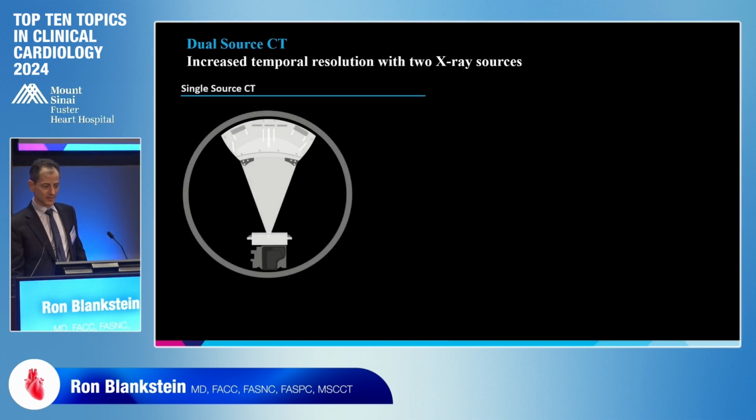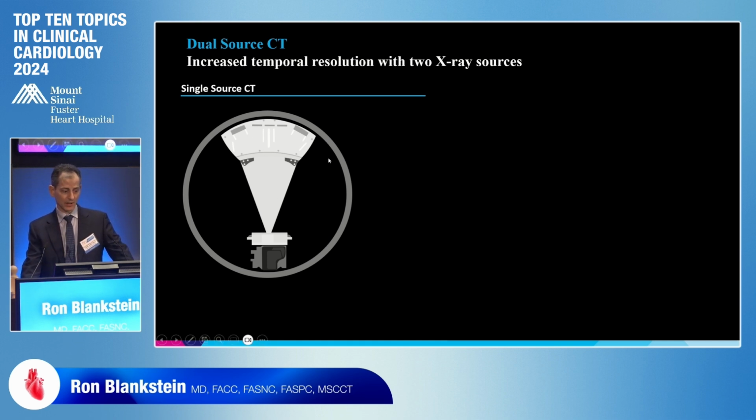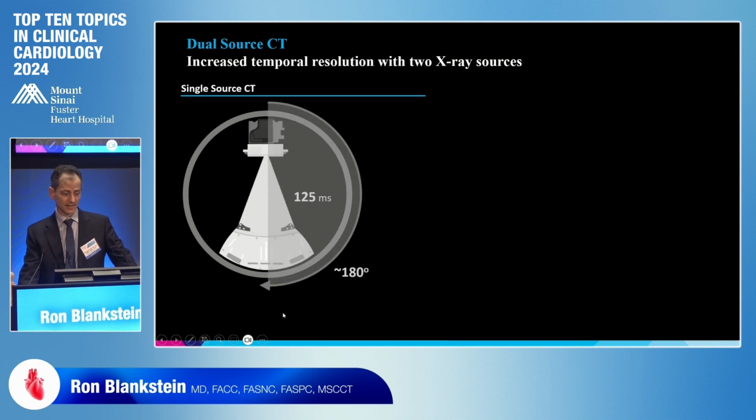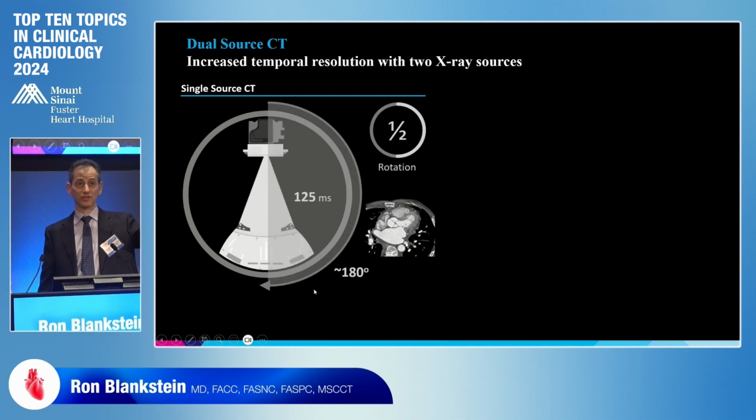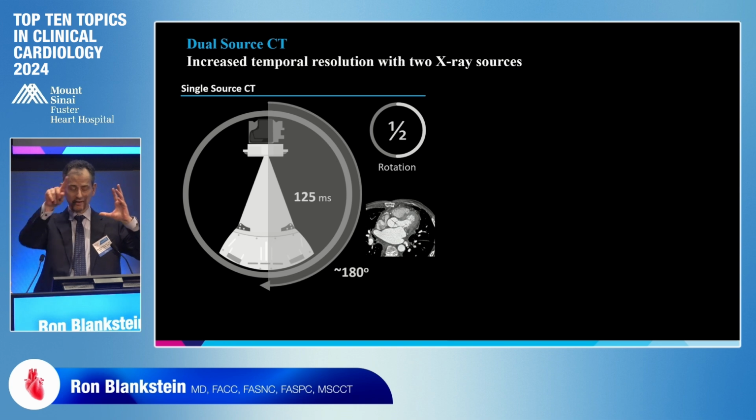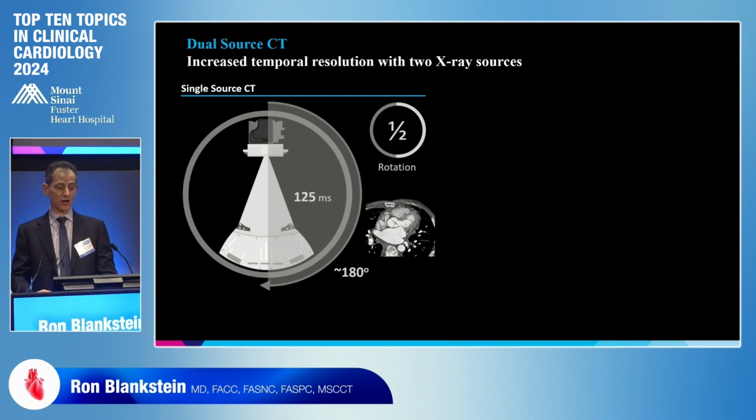So let's first talk about temporal resolution, and that's really the amount of time it takes to take a picture. So typically with what we call a single source CT, the scanner has to rotate half a rotation because there's symmetry, so you don't have to rotate all the way around. So if the gantry rotation is 250 milliseconds, it takes us 125 milliseconds to take the picture.